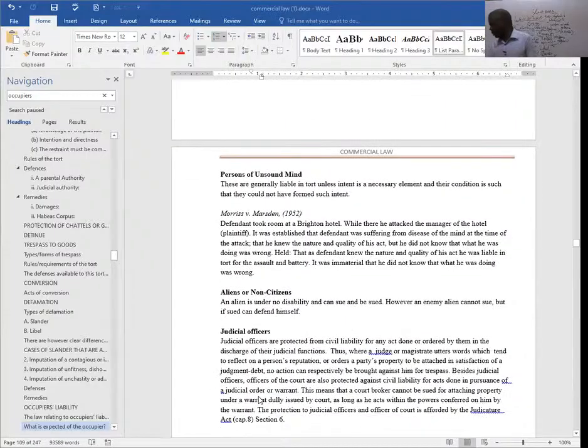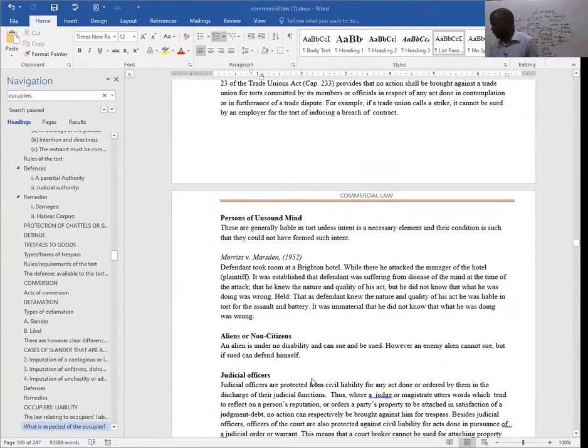So aliens, what about aliens and non-citizens? Aliens are basically foreigners in countries in which they are not citizens. An alien is under no disability and can sue or be sued.